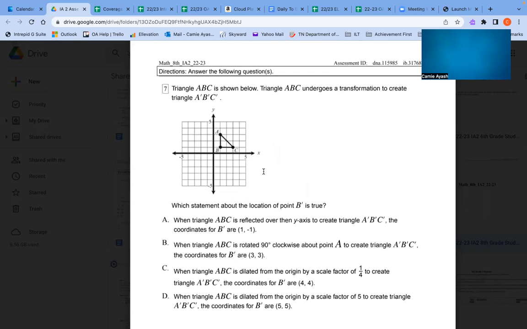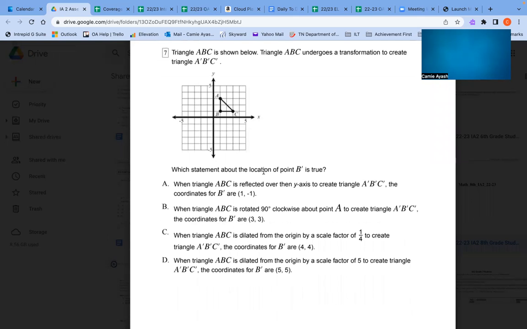Number 7, triangle ABC is shown below. Triangle ABC undergoes a transformation to create triangle A'B'C'. Which statement about the location of point B' is true? A, when triangle ABC is reflected over the y-axis to create triangle A'B'C', the coordinates for B' are (1, -1).